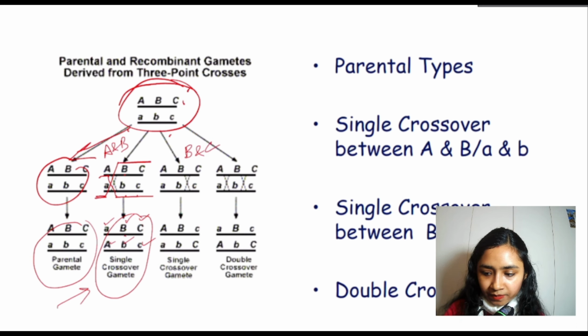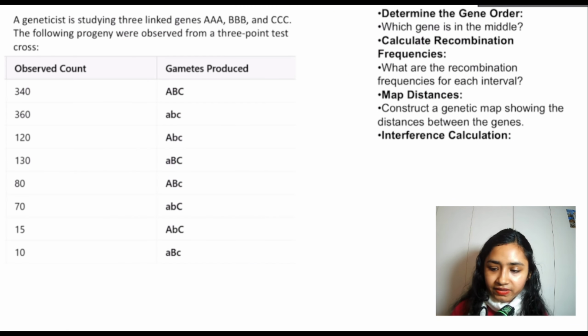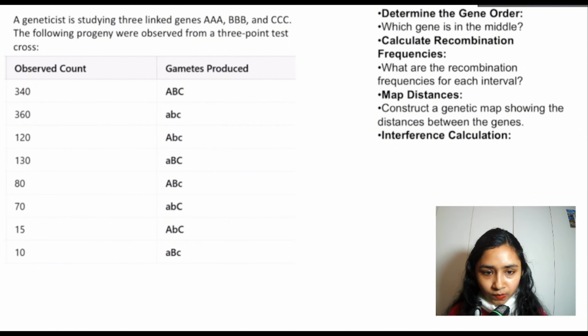So whenever there is a 3-point cross, you need to consider that there will be four types of offspring or four types of gametes. Number 1, parental combination when there is no crossover. Number 2, single crossover between the first 2 genes. Number 3, single crossover event between the last 2 genes. And number 4, the double crossover event between the 3 genes. Now here is a question where a geneticist is studying a 3-point test cross where he got the following gametes and their observed count.